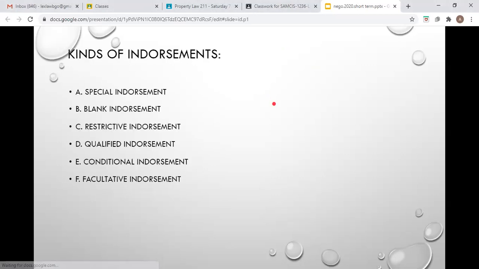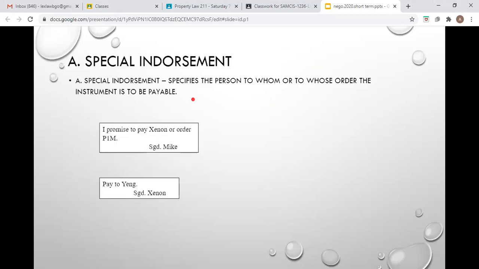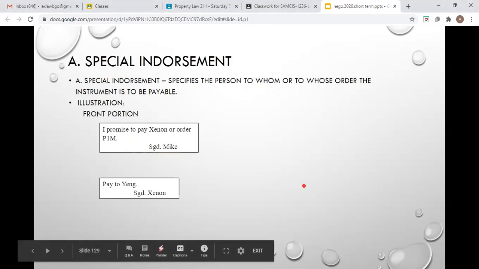So you have your special endorsement. What is a special endorsement? Special endorsement is a kind of endorsement which specifies the name of your endorsee. Specifies the name of the endorsee. May tao na nakapangalan dito. So special endorsement specifies the person to whom or to whose order the instrument is payable. So on the front portion, on the face of the instrument, this is what is found. I promise to pay San or order 1 million pesos signed Mike. Now, at the back of the instrument, ganito naman ang nakasulat ngayon.